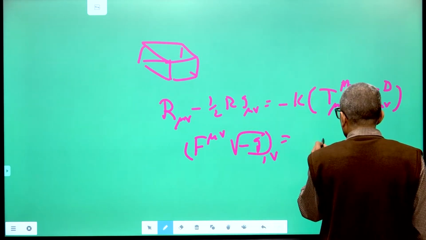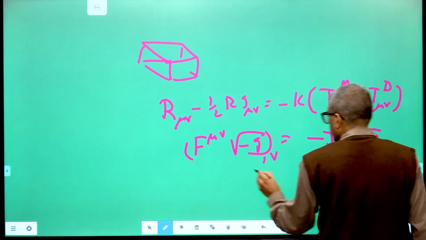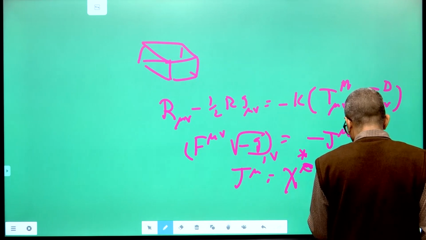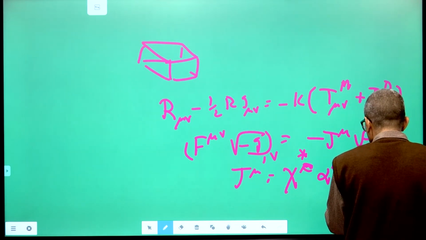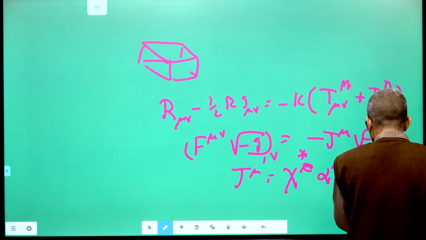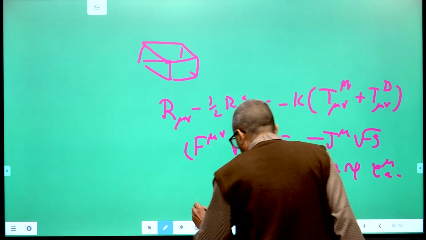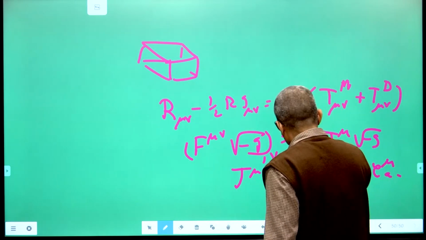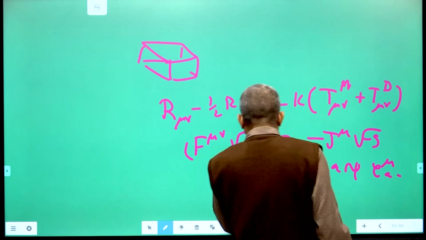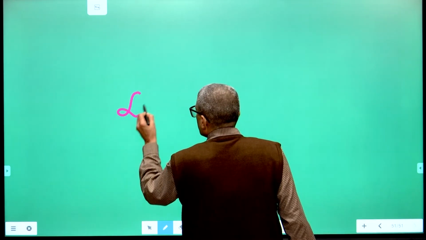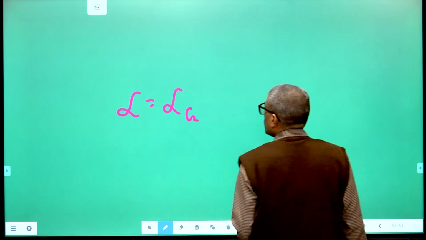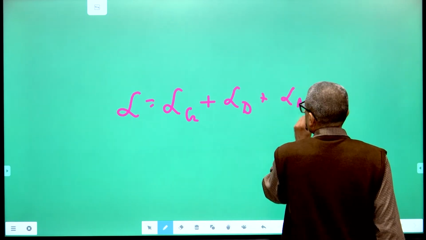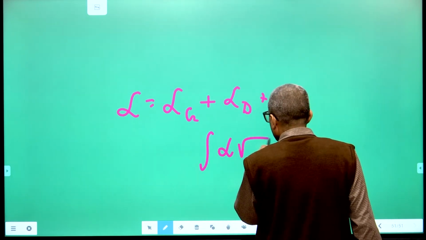So f mu nu is equal to minus J mu root minus G, where J mu is the Dirac current, which is chi star alpha A psi into E mu A. And then you have Dirac's equation itself in curved spacetime, which I wrote down for psi, as well as the dual of Dirac's equation for chi. All these equations can be derived from a big Lagrangian, which is the Lagrangian of the gravitational field, also called the Einstein-Hilbert action, plus the Lagrangian of the Dirac field plus the Lagrangian of the Maxwell field, and the total action is L root minus G d4x.